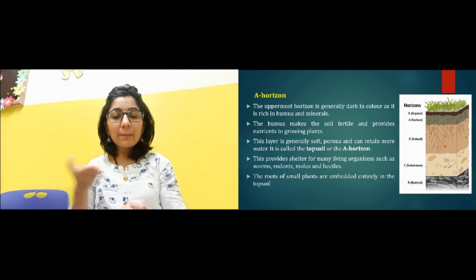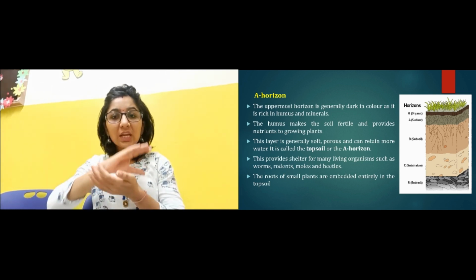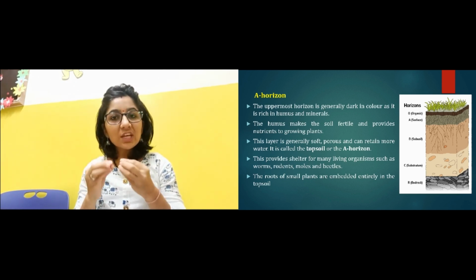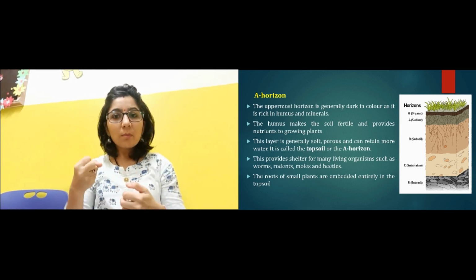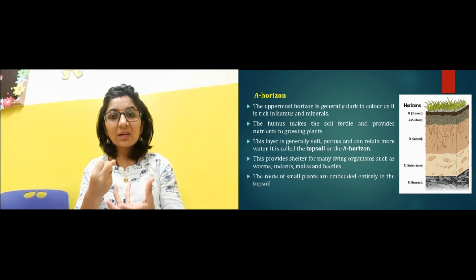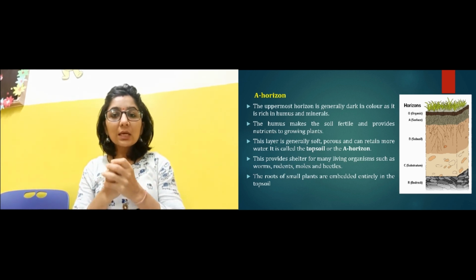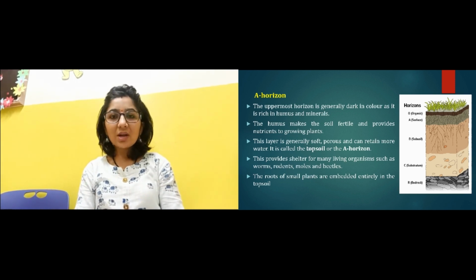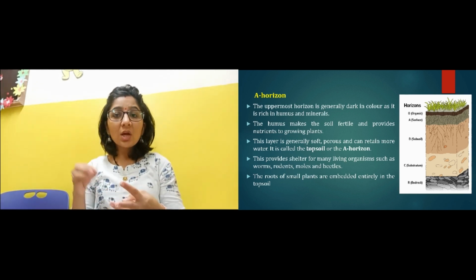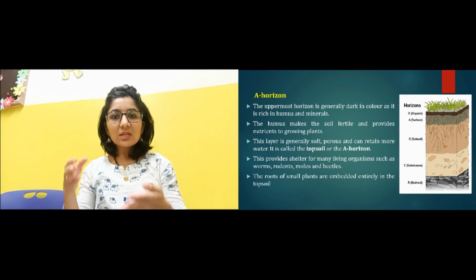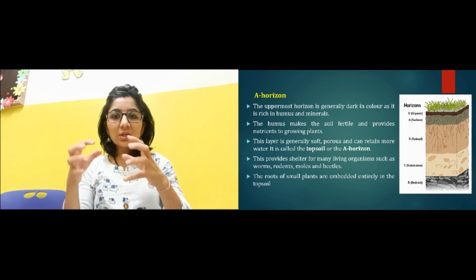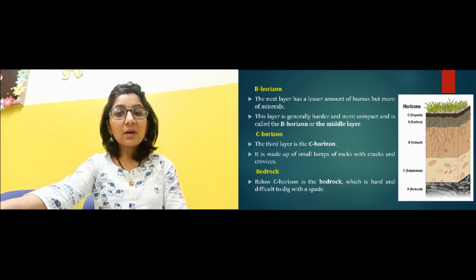That layer of soil is very fertile. It is generally soft and very porous, and as it is porous it can retain more water. That is why this layer is called the top soil, or the A horizon. It is the shelter for many living organisms like worms, rodents, moles and beetles. All these organisms live in this layer. The roots of small plants also stay embedded in the top soil.